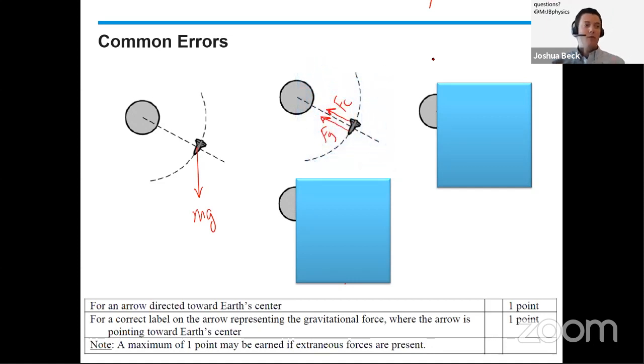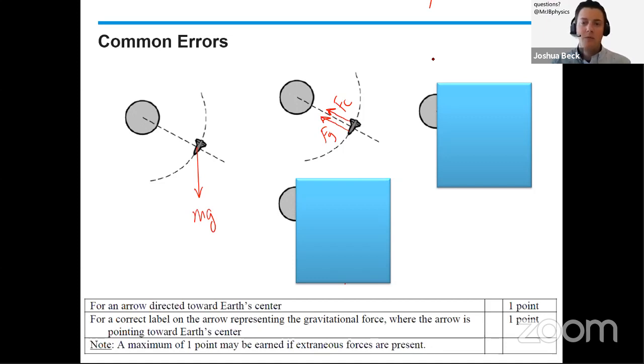So don't just overgeneralize and just, oh, I just always put mg down, and oh, maybe a normal force up and maybe a friction force to the side. You have to address each particular situation independently to see what the actual forces are. Okay, there's no sort of shortcut. Oh, if I always put this and always put this. You have to look at each problem individually and see what the actual forces are.